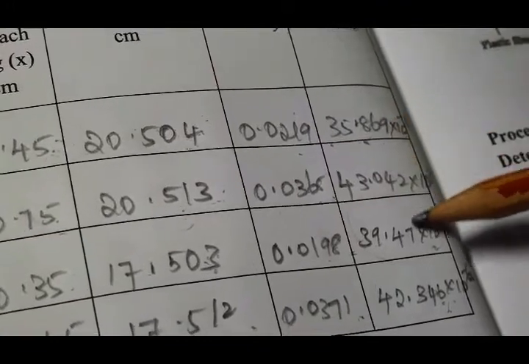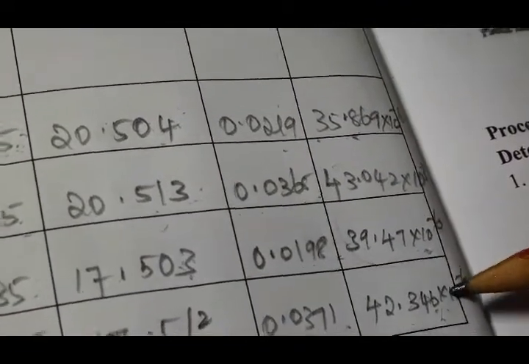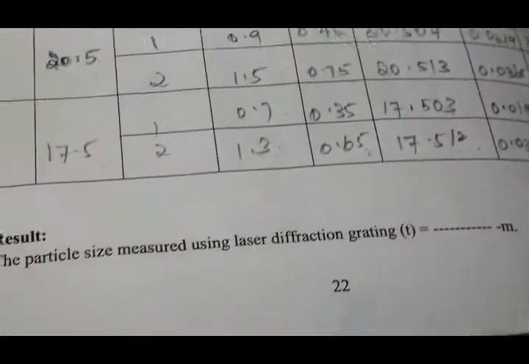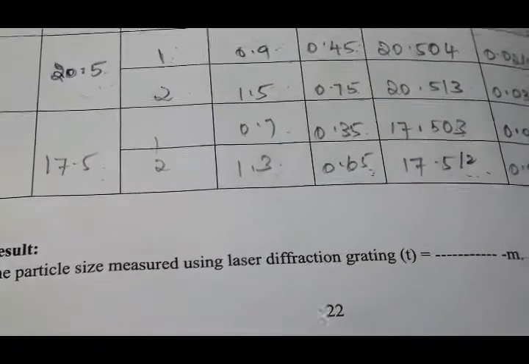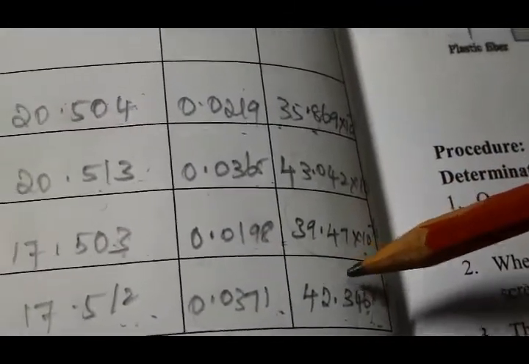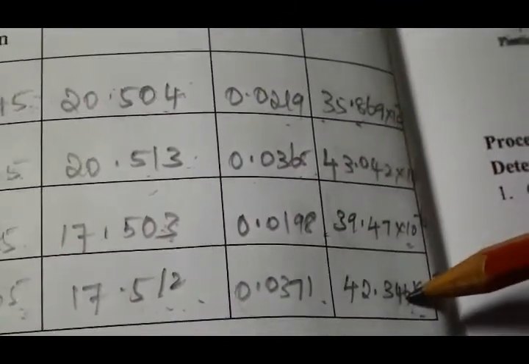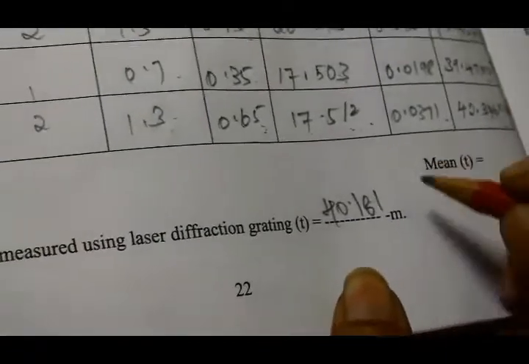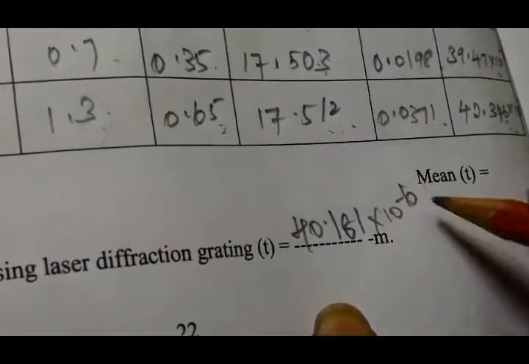By finding the mean value of these four, we can conclude the particle size of the lycopodium powder by passing the laser source. I'll show the mean value. It is around 40. I'll do this with a calculator: 35.869, 43.042, 39.47 and 42.346. All four values, add and divide by 4. Once you do, you will be getting 40.181 into 10 power minus 6 meter.